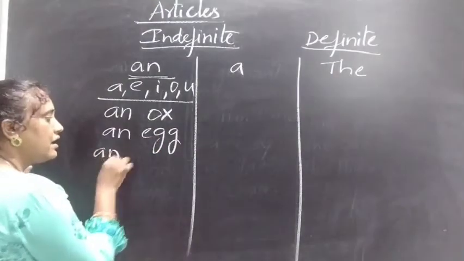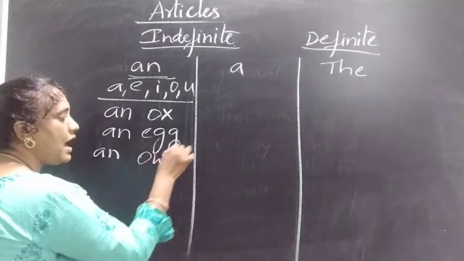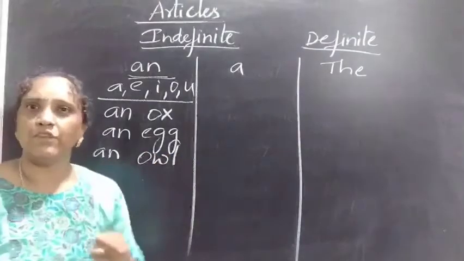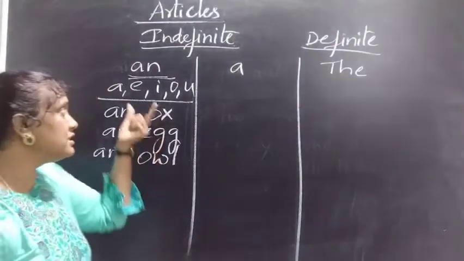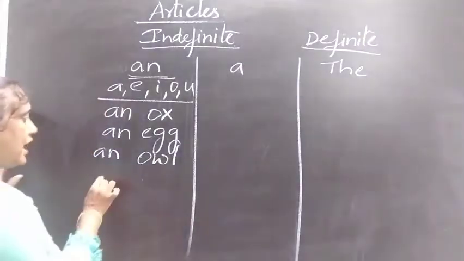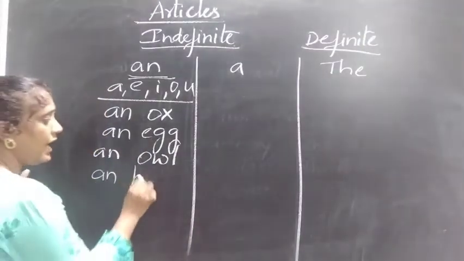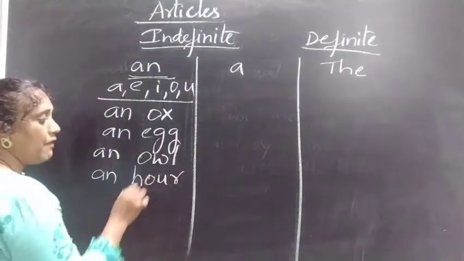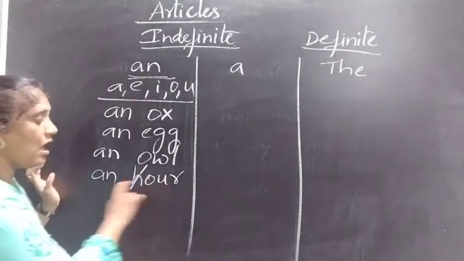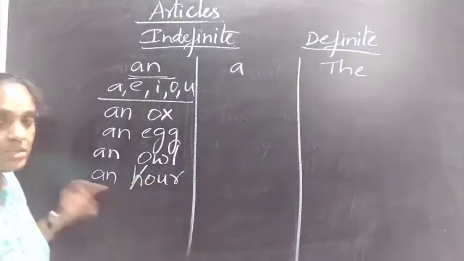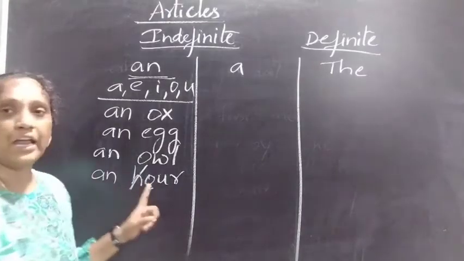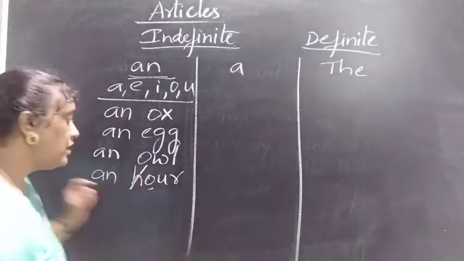An owl. You can see the pronunciation. And I want to share with you some words which don't start with vowels, but sound like they do. See, an hour, H-O-U-R. I will not pronounce the H here. I pronounce it as hour, so an hour, not a hour. The H is not pronounced here, so I pronounce it with an O sound. Therefore, I use an but not a.